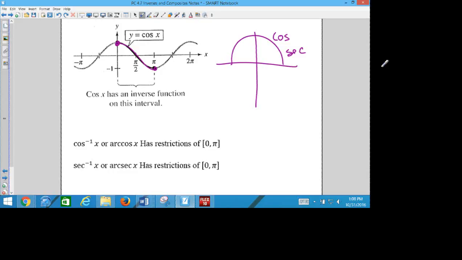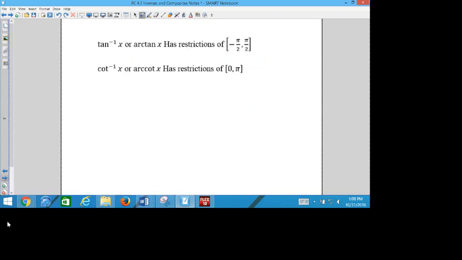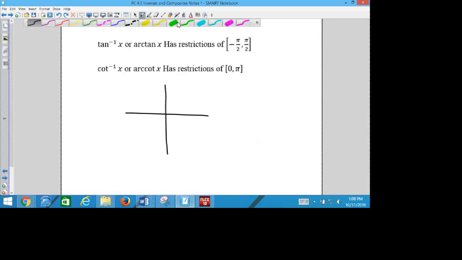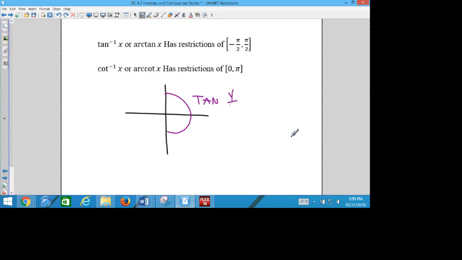And then tangent and cotangent are two different restrictions. Tangent, and I'm doing this in colors, so if you just write in pencil, you might not remember what you did before. Tangent is the exact same restrictions as sine. By the way, tangent is y over x, or sine over cosine. And tangent looks the same as sine.